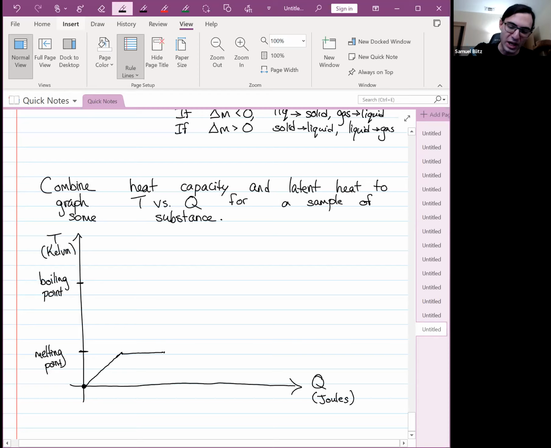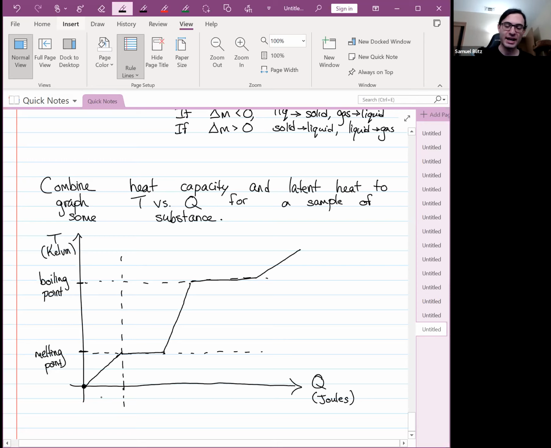But then you can keep adding heat, and now your temperature increases perhaps at a different rate. Maybe it increases faster for a given amount of heat. But then again, at a certain point, your temperature is again constant as you keep adding heat. And then once all of the material has become gas, then it increases again. And maybe it's at a third rate at which the temperature increases.